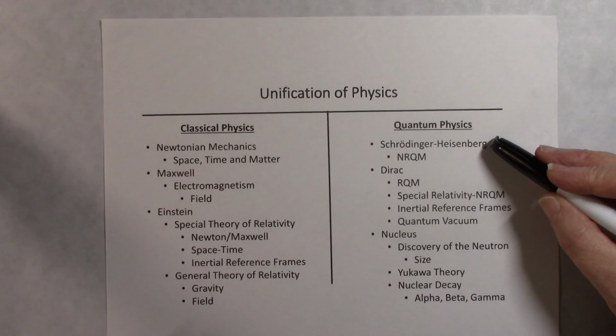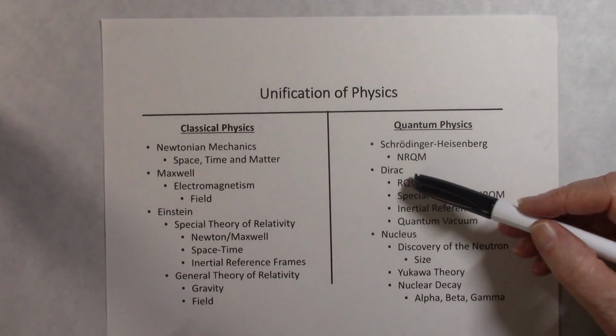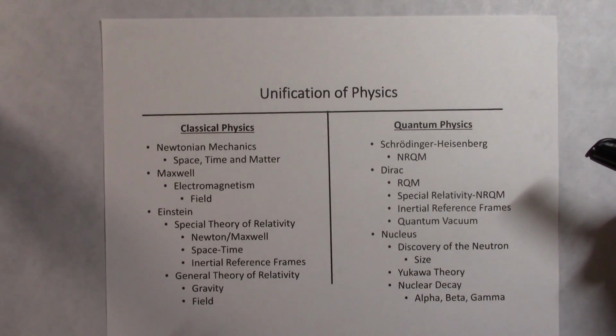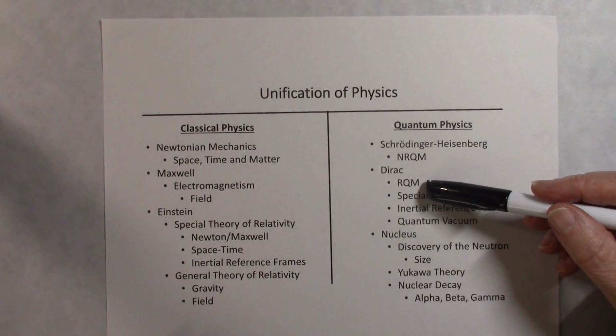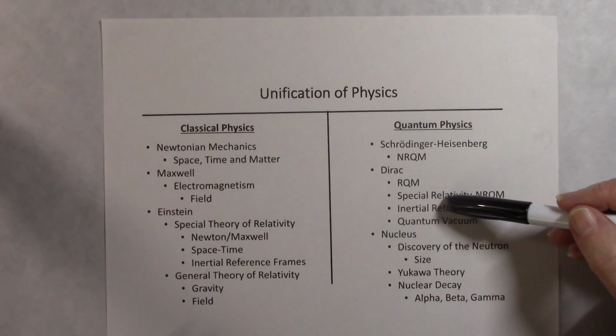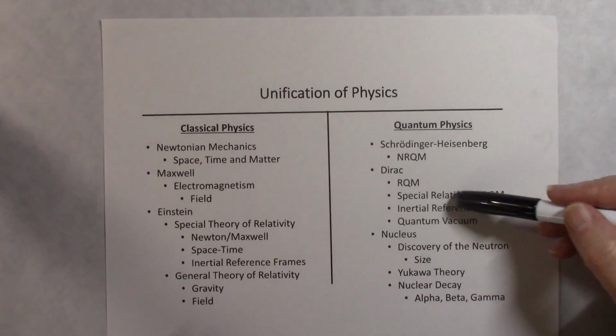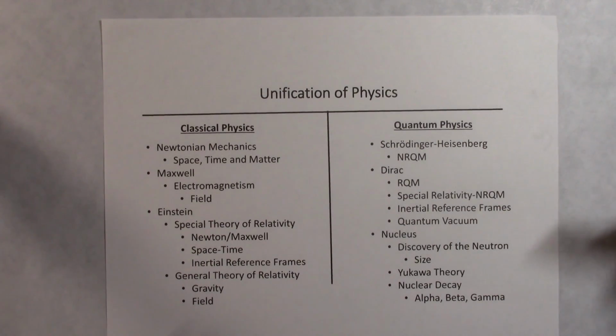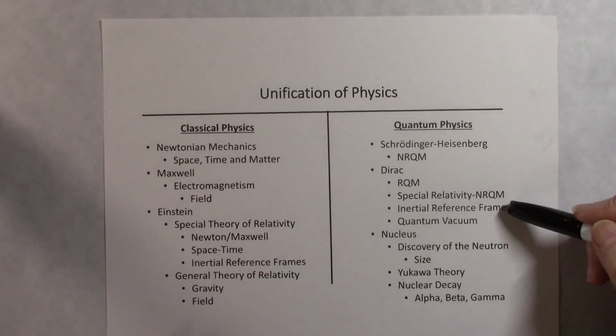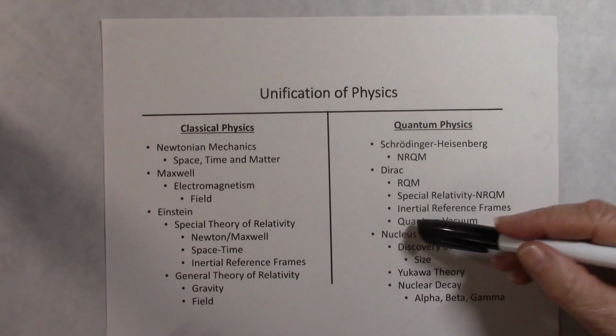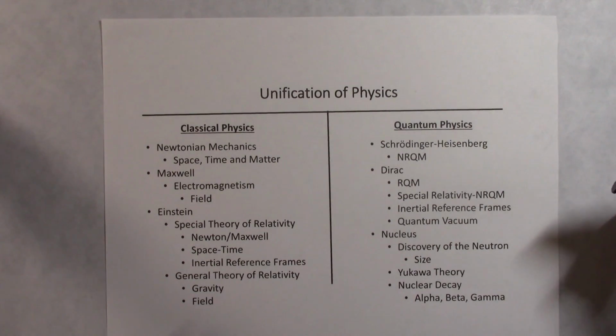On this side of the ledger, we've talked about non-relativistic quantum mechanics. It's a three-dimensional theory. It was replaced by Dirac's relativistic quantum mechanics. It's a four-dimensional theory. It explains the spin states of electrons and other particles by uniting special relativity with non-relativistic quantum mechanics. Again, it applies only to inertial reference frames, but it has this unusual characteristic of the quantum vacuum that was somewhat unsatisfactory, and it took the development of quantum field theory in order to address some of the issues associated with the quantum vacuum.